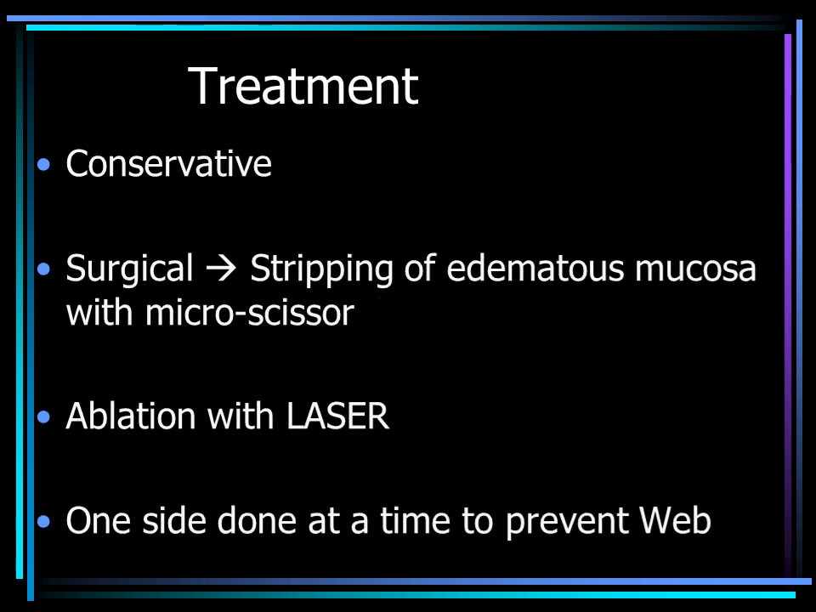Coming to the treatment, you have conservative treatment or surgical treatment. Surgical means you strip off the edematous mucosa with micro scissors, or ablation with laser, and one side is done at a time to prevent web formation.